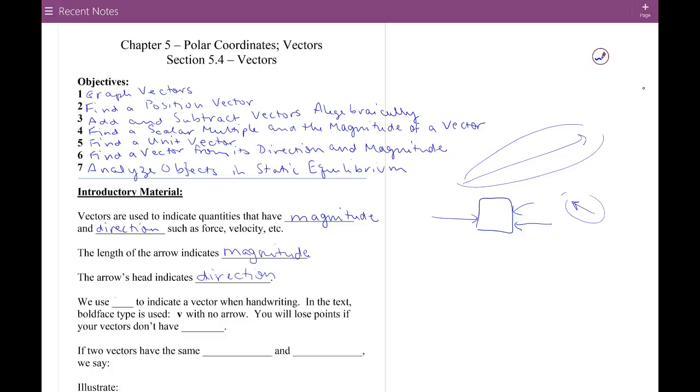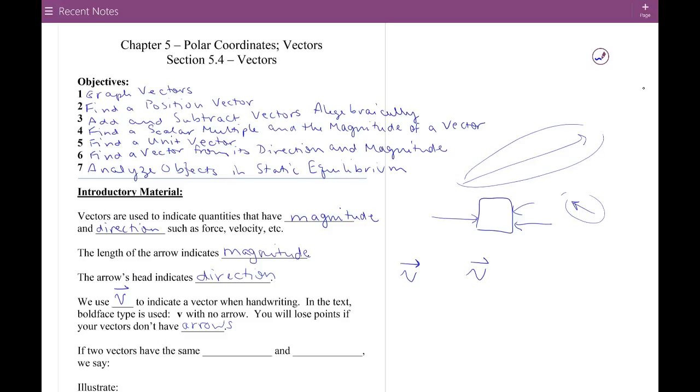So we use this notation, or you can make an official arrow if you like to take longer, but I've made probably thousands of vector arrows, so it's sufficient to make a single barbed arrow to show that it's a vector. When you're doing it in handwriting, you must put the vector arrow on there. You'll lose points if your vectors don't have arrows, because that's the only way we know you're talking about a vector. In a textbook, you'll see they just use boldface type, but we don't really have a way to do boldface.